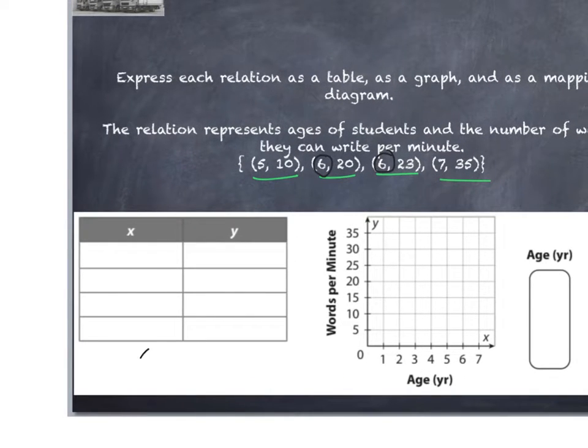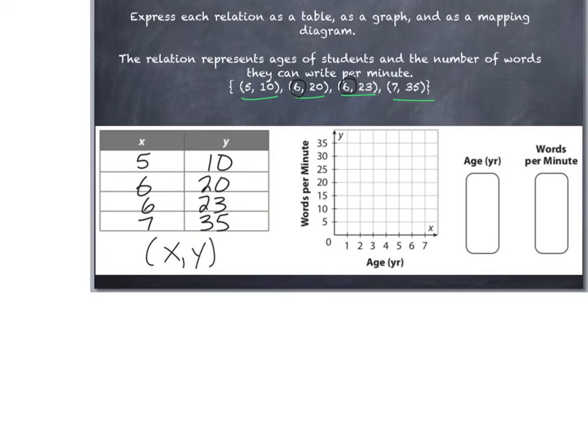Now remember, an ordered pair is x comma y, right? So if we're representing this relation using a table, we would just put all the x values on the left column and all the y values on the y column. And this would be our table model.